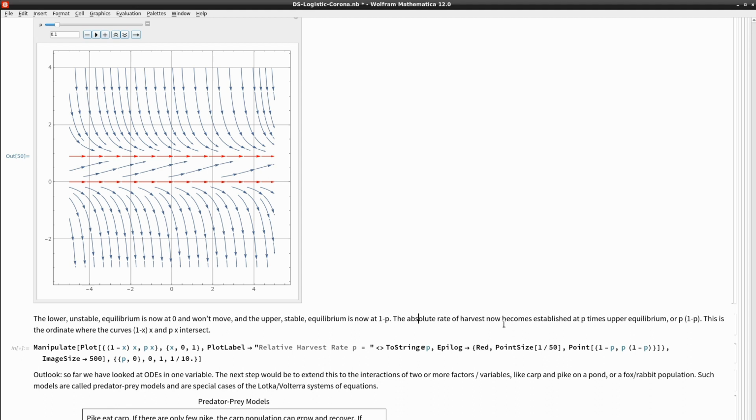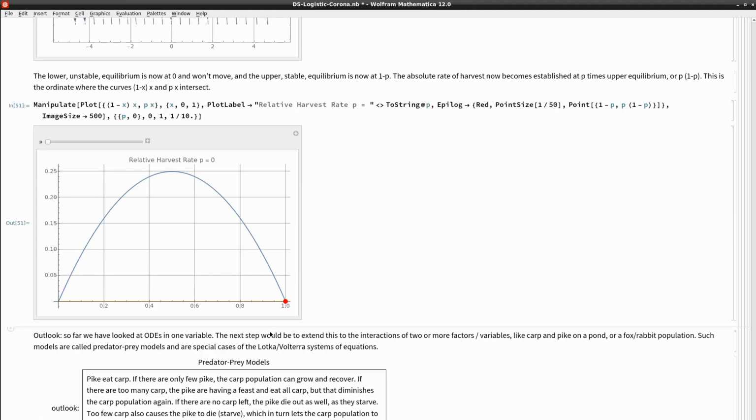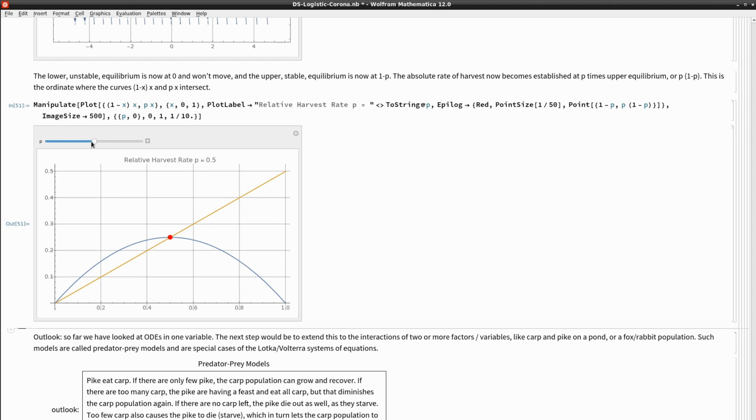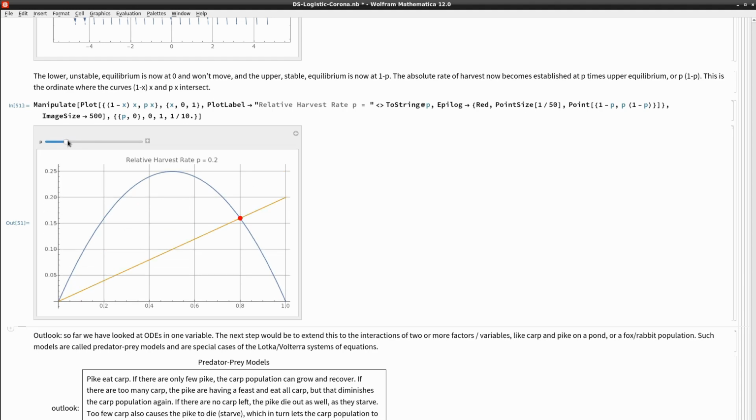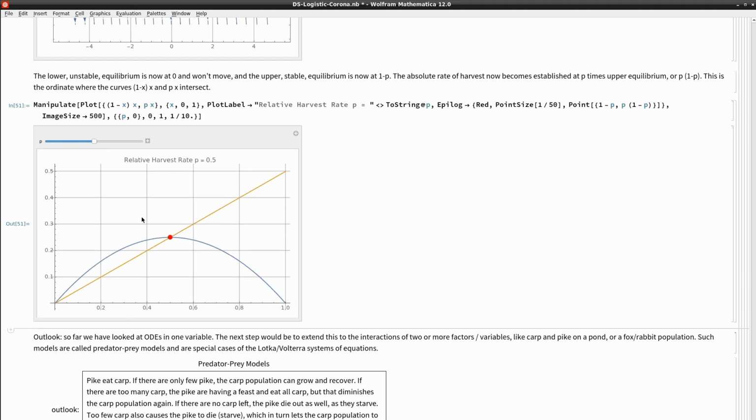So the absolute rate of harvest becomes established at p times upper equilibrium, or p times 1 minus p. But this is also the ordinate where the curves 1 minus x times x and p intersect. So if we plot it like this, then we can see the intersection is exactly at that point p. And if we use 0.5, then we are getting the relative harvest rate at a quarter again.